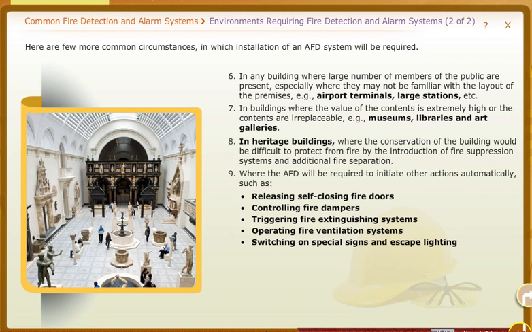Here are a few more common circumstances in which installation of an AFD system will be required. In any building where large numbers of members of the public are present, especially where they may not be familiar with the layout of the premises, for example, airport terminals, large stations, etc. In buildings where the value of the contents is extremely high or the contents are irreplaceable, for example, museums, libraries, and art galleries. In heritage buildings, where the conservation of the building would be difficult to protect from fire by the introduction of fire suppression systems and additional fire separation.